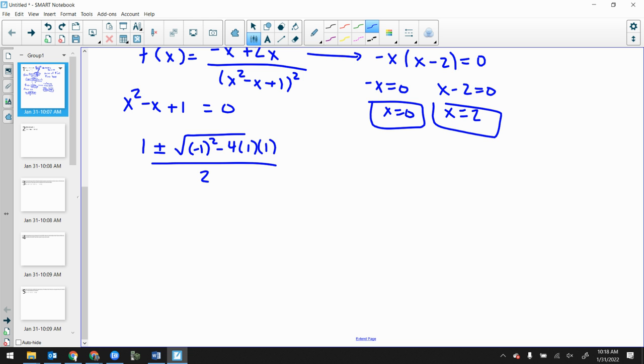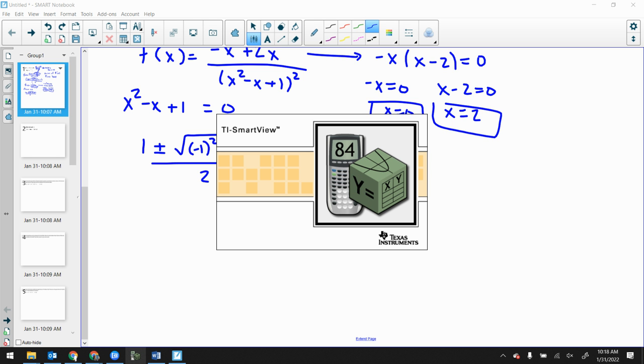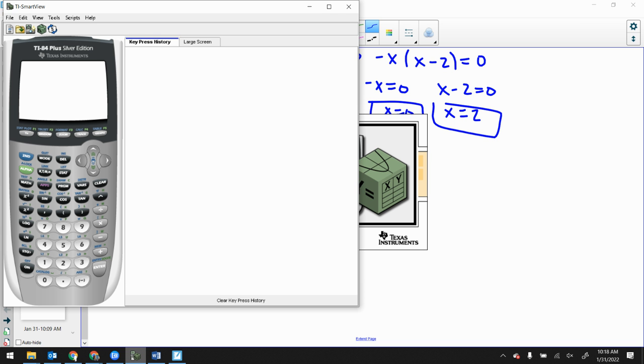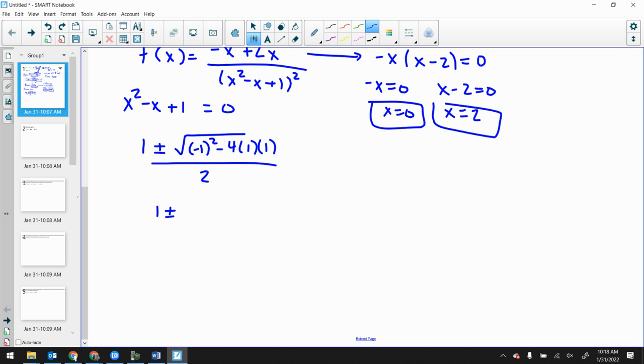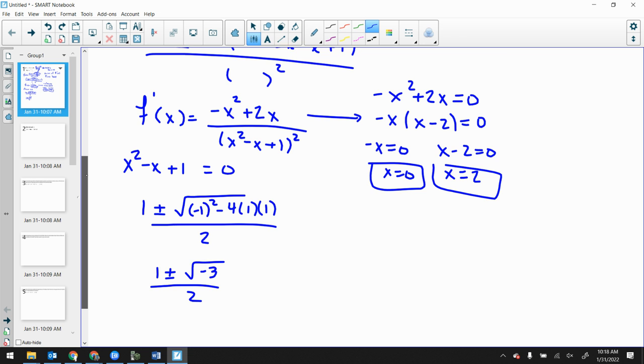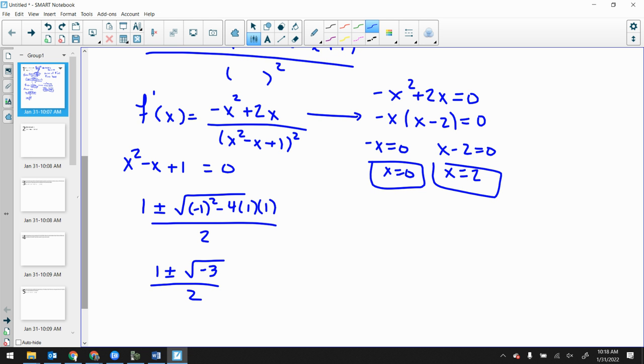Well, look at the discriminant here. Inside the radical, what's going to happen? Well, this is going to be a negative 1 squared, so 1, minus 4 times a negative 3. So this would be 1 plus or minus the square root of negative 3 over 2. Are there any real solutions to that? No. So is there any place where the denominator equals 0? Nope. The only 2 critical points would be 0 and 2.